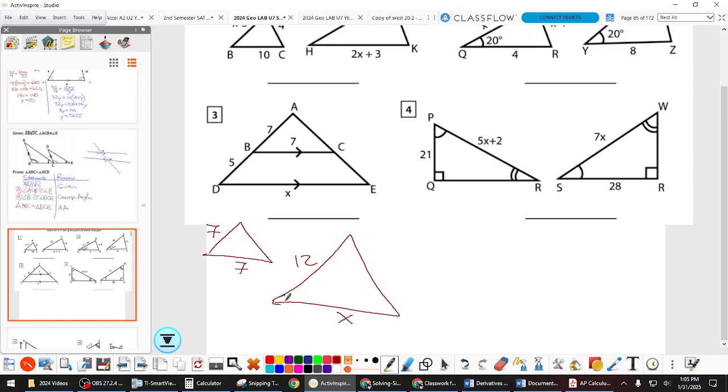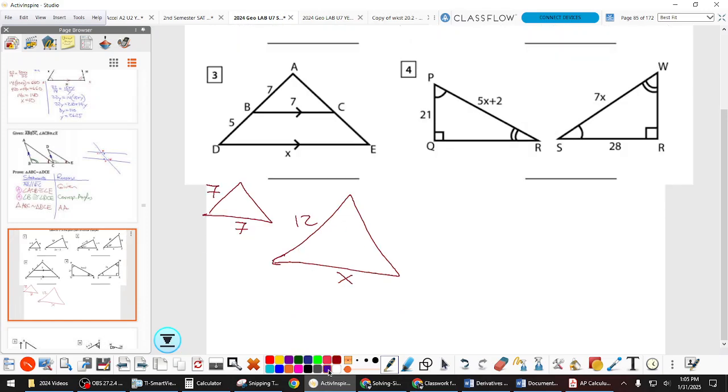Guys, have you noticed that it's really dependent on the pictures? Are you finding the solving to be going okay? It's really knowing how to set it up, right? That's what I mean. How would we set a proportion up for this one?